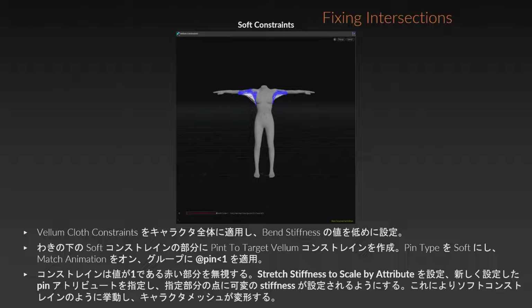So this constraint will now ignore all of the red painted areas that have a value of 1, and we'd set the stretch stiffness to scale by attribute and specify our newly created pin attribute to allow some varying stiffness over these points. And this will now act as the soft constraints for the part of the character mesh that you do want to deform.